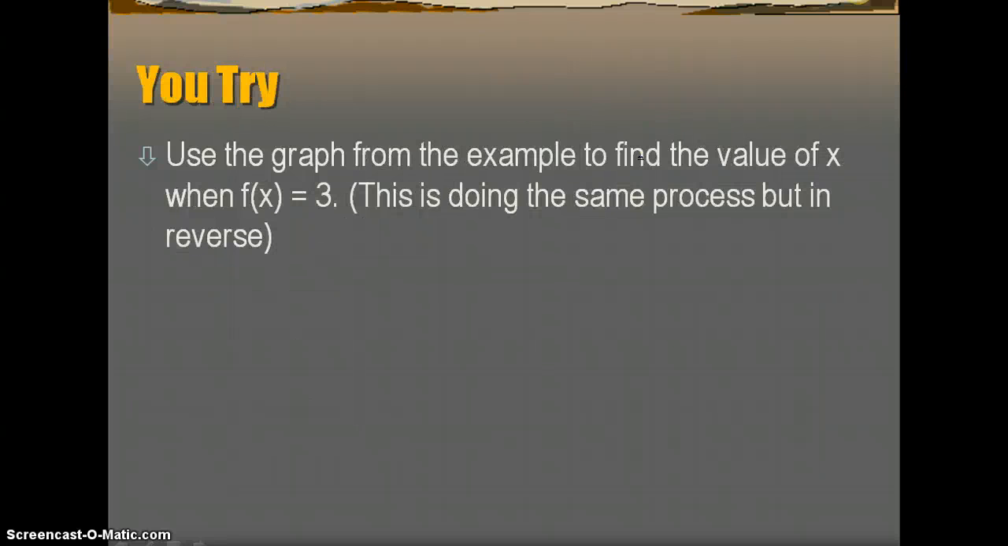So the Try It says use the graph from the example before to find the value of x when f of x is equal to 3. So this is the second way that I showed you, where you're going to go to the y-axis first, to 3, and then you're going to find the x that goes with it. Please make sure that you write all the notes out, and make sure to show all of your work.